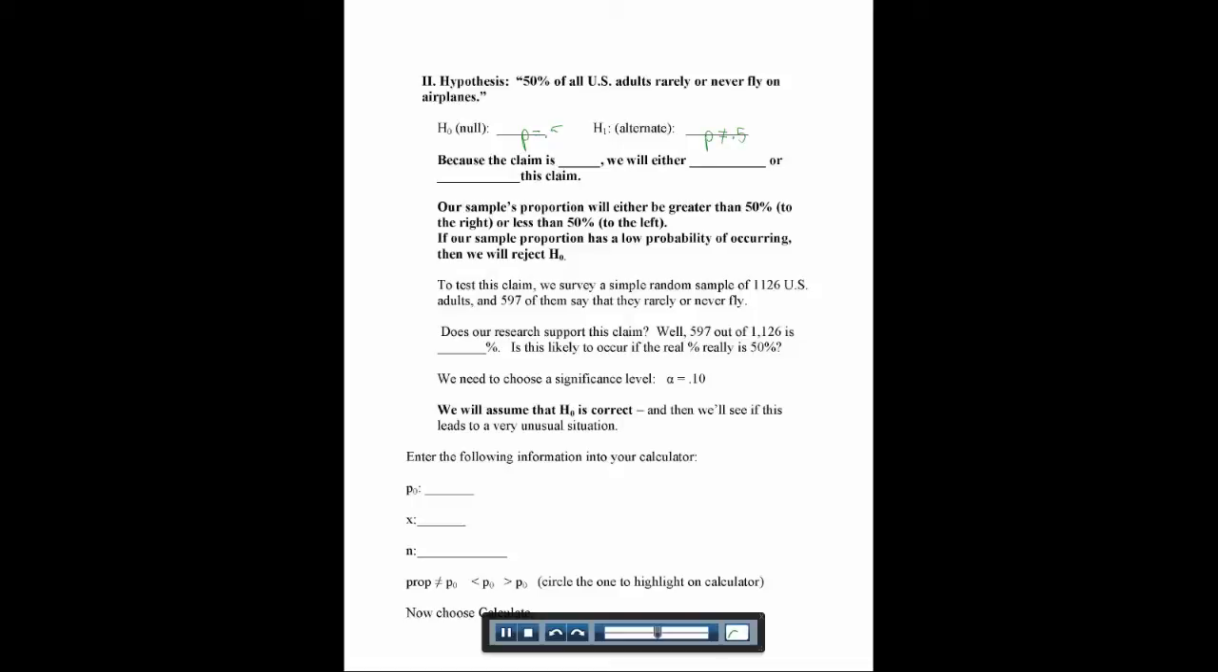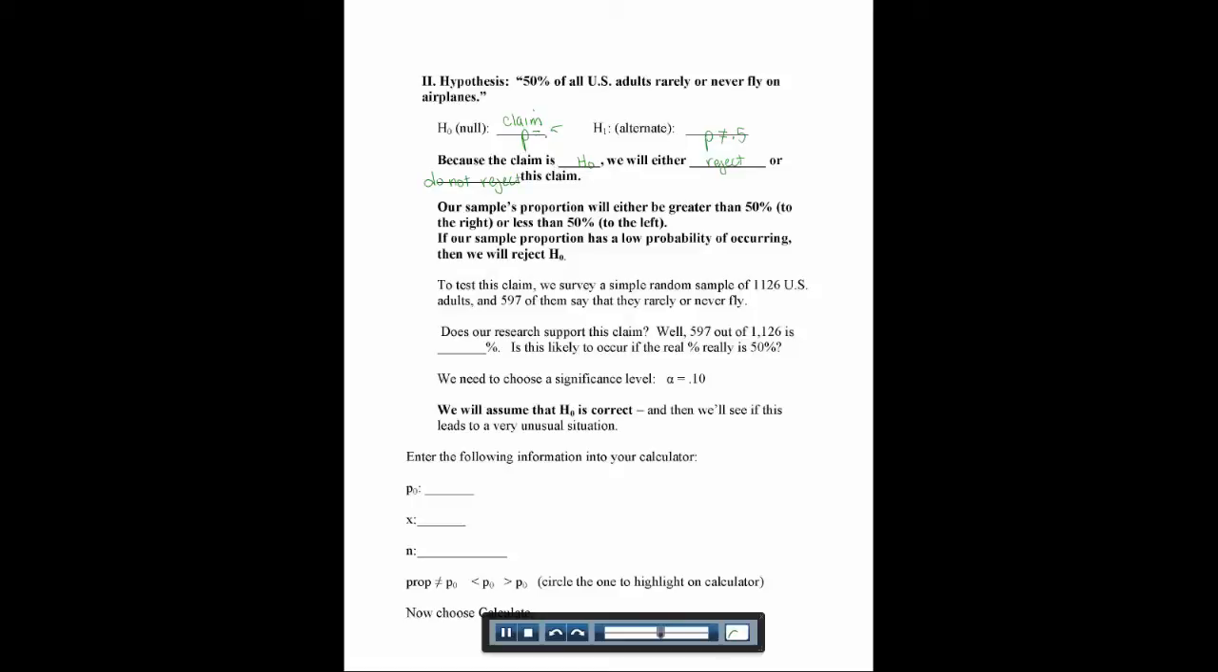So our original claim this time is the null hypothesis, H0. So with H0, we can either reject it or we do not reject it. Those are the only two words we can say. Okay, so our sample proportion will either be greater than 50% or less than 50%.